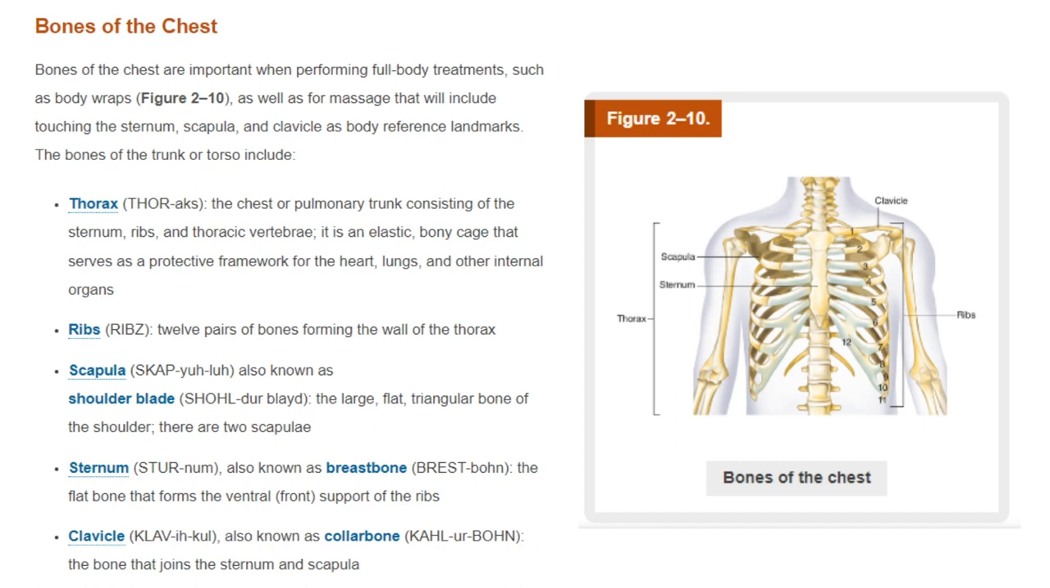internal organs. Ribs, 12 pairs of bones forming the wall of the thorax. Scapula, also known as shoulder blade, the large, flat, triangular bone of the shoulder. There are 2 scapulae. Sternum, also known as breastbone, the flat bone that forms the ventral, front, support of the ribs. Clavicle, also known as collarbone, the bone that joins the sternum and scapula.